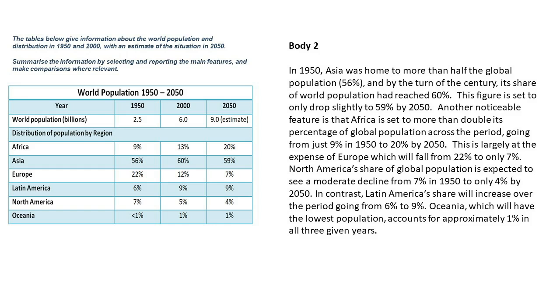And then I'm going to finish with the smallest, which is what I usually do. Okay, Oceania, which will have the lowest population, accounts for approximately 1% in all 3 given years. Again, notice I'm using language that shows the data in relationship to the other data.